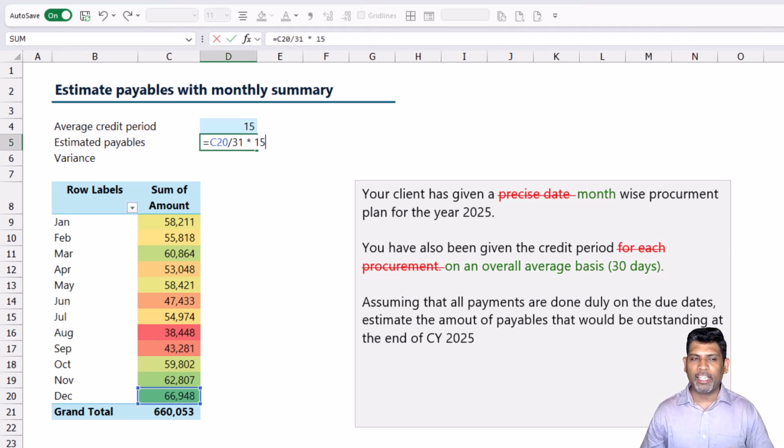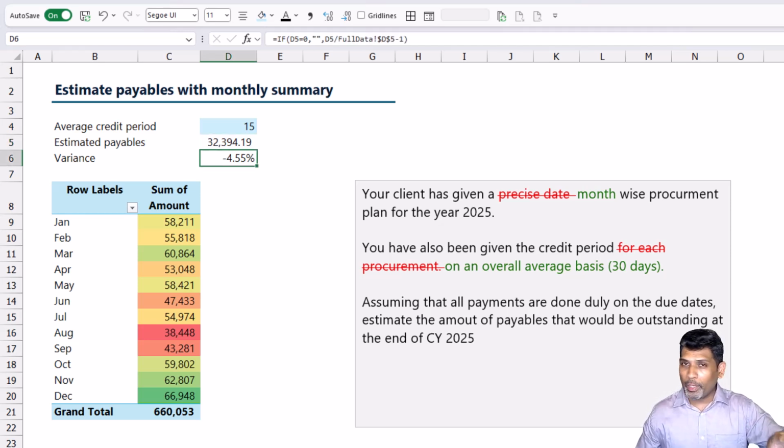Multiplied by 15 is going to give me that 15-day procurement. And 15 here is basically the credit period. This gives me an estimate which is farther from the number we had. In example 2, we saw that the deviation was around 2.5%. This is going further away, it's around 5%, because here we are making two assumptions. Earlier we made only one assumption, that the credit period is uniformly 15 days.